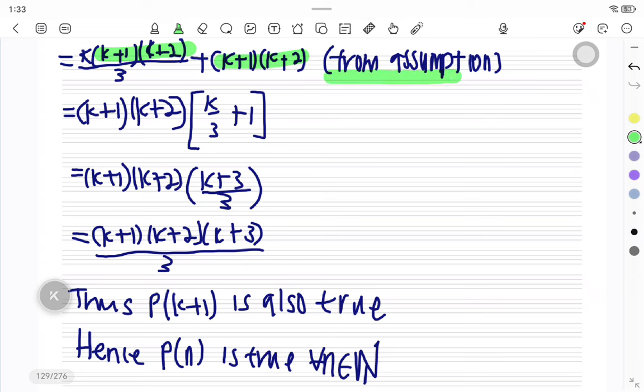Here we're going to be left with k over 3, which is this. Plus, here we're left with 1. Then when we add these two, we're going to get k plus 3 all over 3. Then this is the right hand side. Remember, you can also write equals to the right hand side. Thus, p of 1 is true, it's also true. Hence, p of n is true for all n element of a natural number.